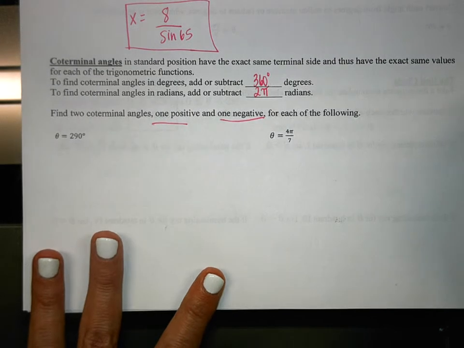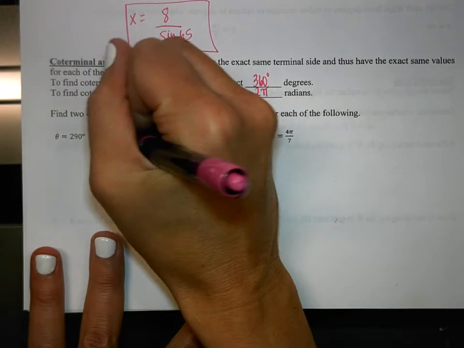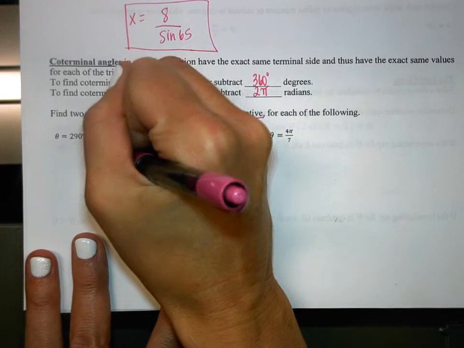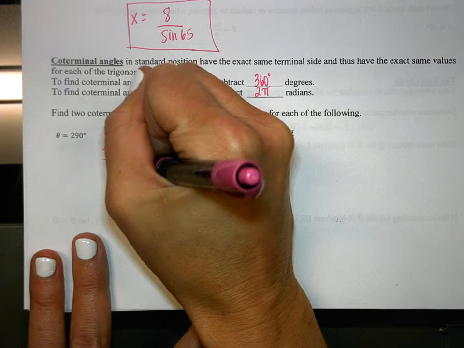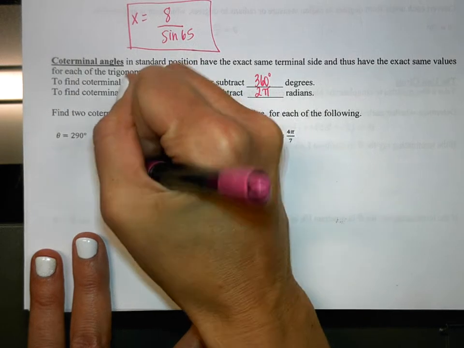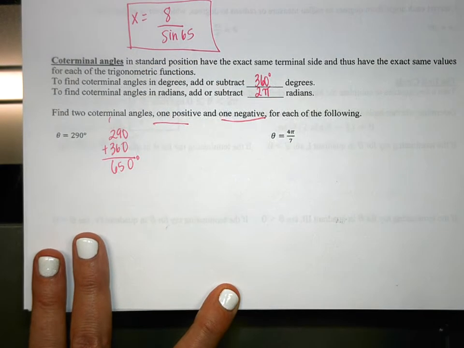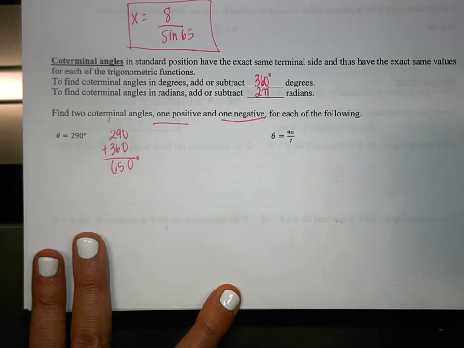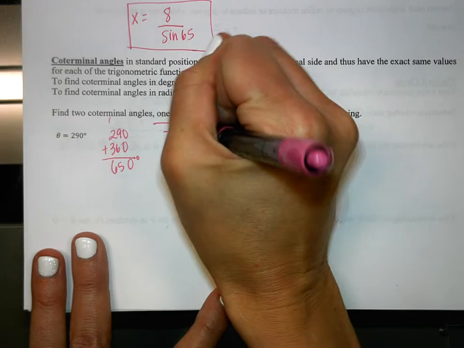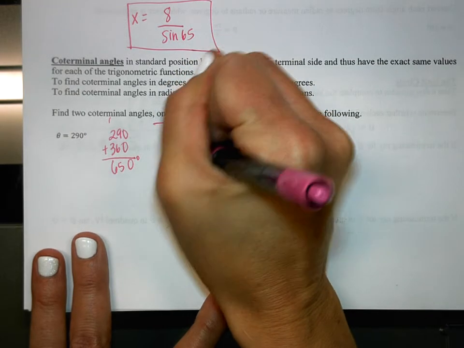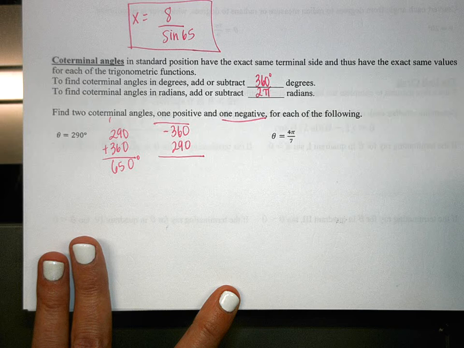Very good. And so this next part says find 2 coterminal angles, one positive and one negative. So in order to find the positive, you would add 360. So 290 plus 360 gives me, very good, 650 degrees. To get the negative, we would subtract 360. But I'm going to flip this around and write it as negative 360 and 290 so that I have the bigger number on top when I'm subtracting.